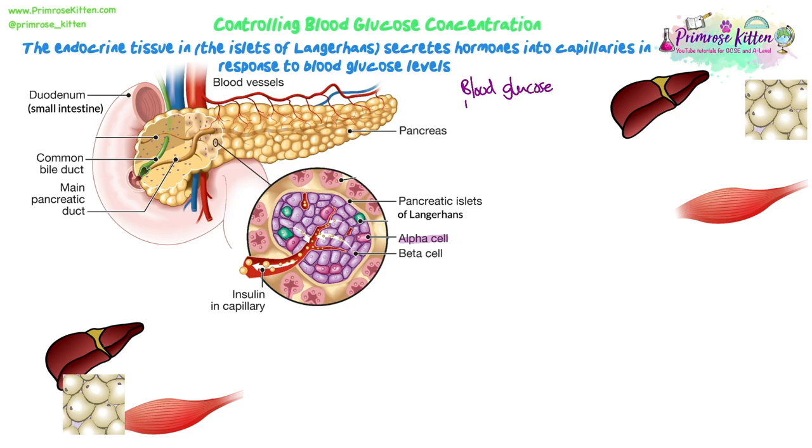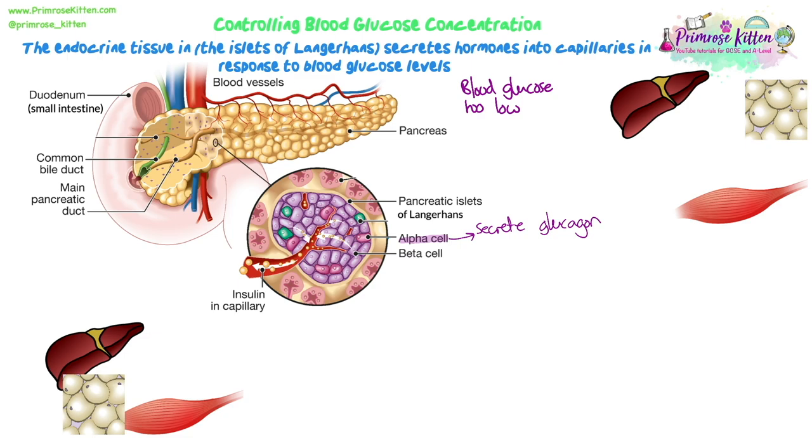So when your blood glucose levels are too low, it is the alpha cells found in the islets of Langerhans that secrete glucagon, the hormone. That is then going to travel around in the bloodstream, and it is going to bind to receptors on the target cells. As we said, they have receptors for the hormones. The hormone will bind and cause various effects.